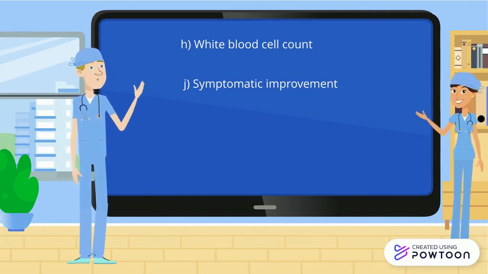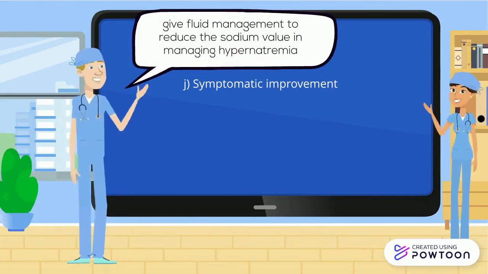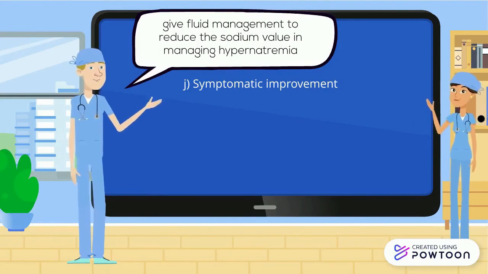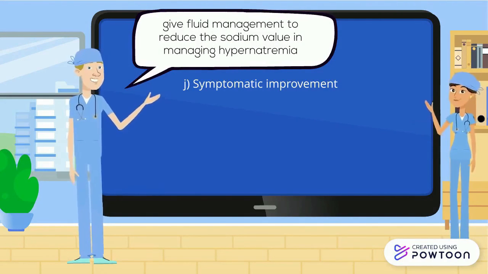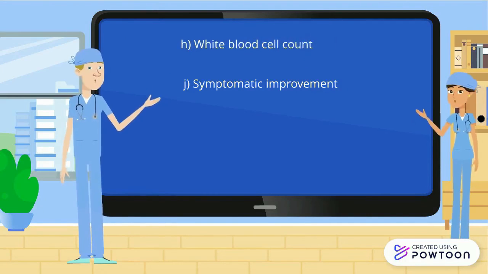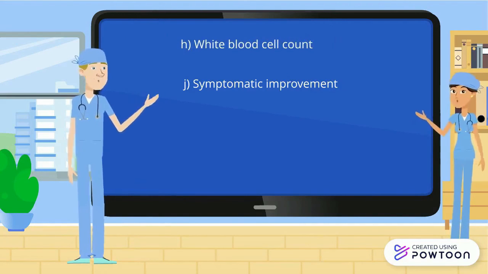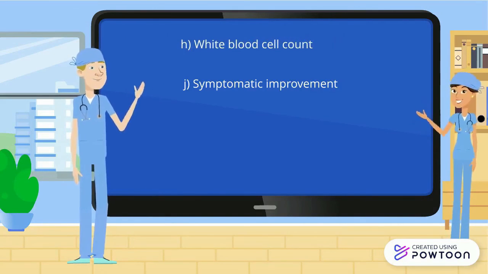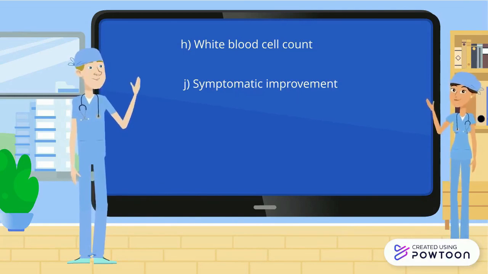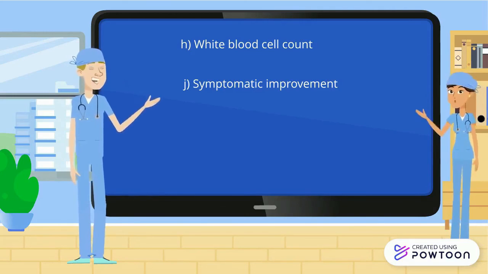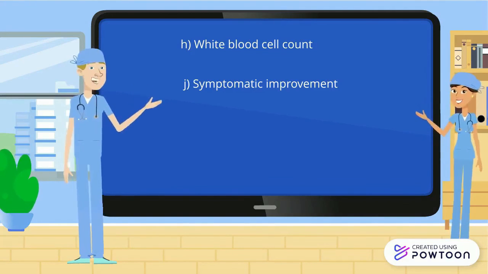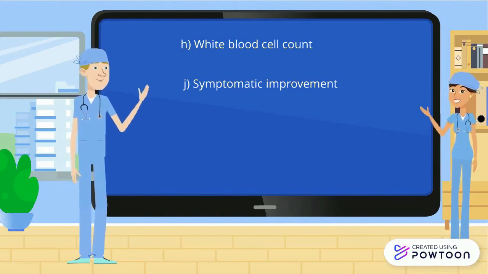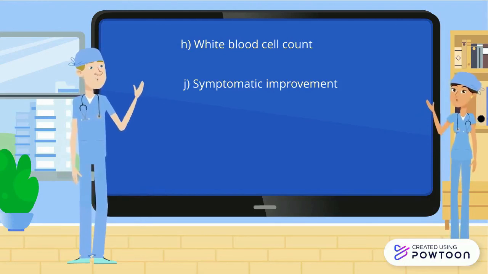Next plan will include giving the patient fluid management to reduce the sodium value in managing hypernatremia. However, make sure to always monitor the sodium level because too much fluid can lead to hyponatremia. Other than that, monitoring of the input and output chart of the patient is also important so that we can manage the fluid in the patient's body and detect whether there is a risk of water retention.